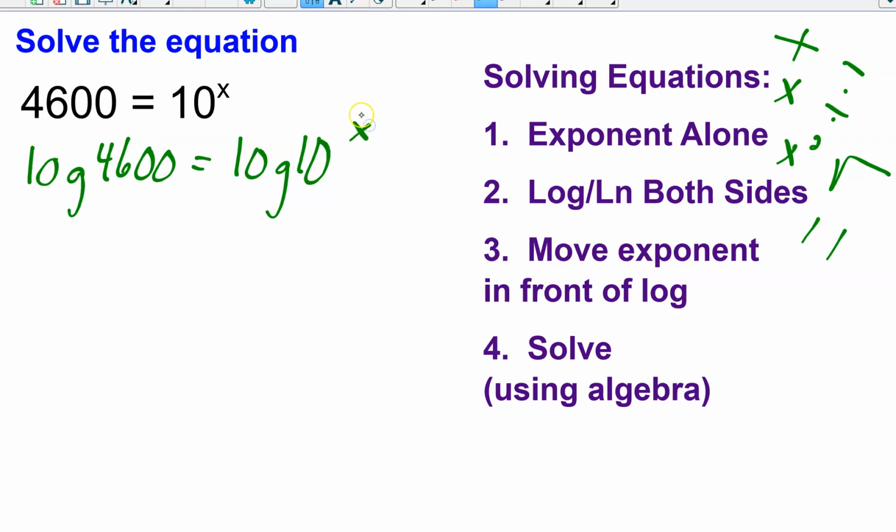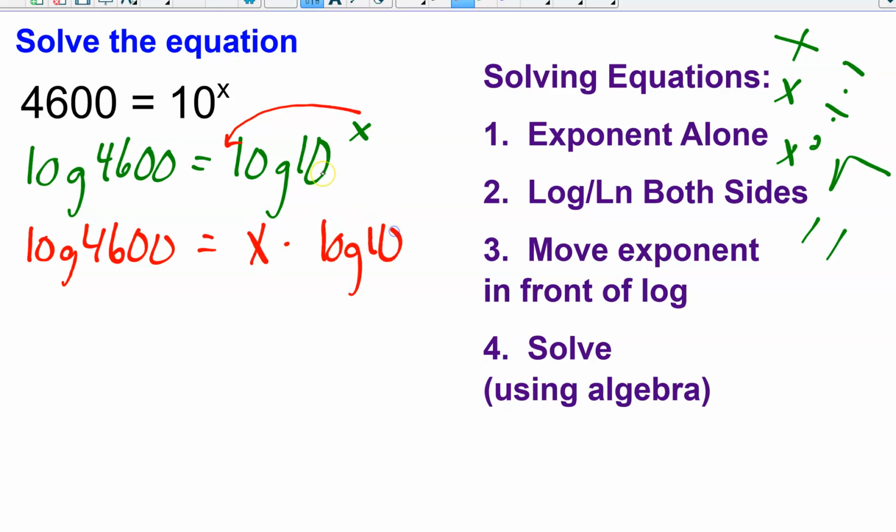This is the work that you're going to show. Even if you knew the answer, you would still show this work. This isn't as simple as some of them might be for you. Now that we have this, we can use that property that says we can bring the x in front of the log. So that's going to be log of 4600, which is just a number, equals x times the log of 10, which is just a number.